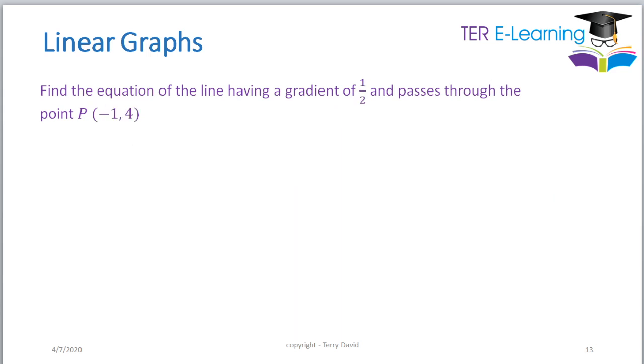So let's look at another question. Find the equation of a line having a gradient of a half. So therefore m is equal to a half, and it passes through the point P, which is minus 1, 4, right? Now I will give you a few minutes for you all to work that equation out for me.